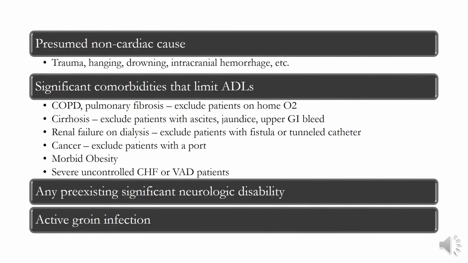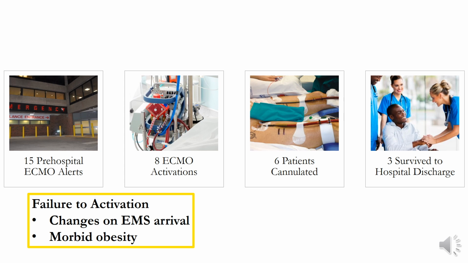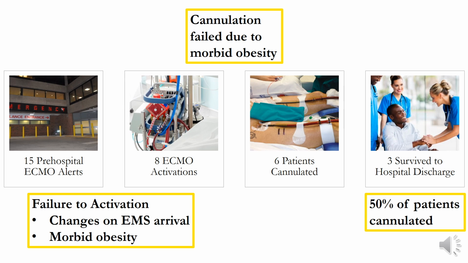So here's what happened at their facility. They had 15 pre-hospital ECMO alerts over the course of 6 months. Of these pre-hospital alerts, 8 patients were activated for ECMO. The 7 patients that were not activated was due to change in condition on EMS arrival or morbid obesity. 6 of the 8 patients were cannulated. The 2 that failed were due to morbid obesity. 3 of the 6 patients that were cannulated survived to hospital discharge, or 50%, neurologically intact.